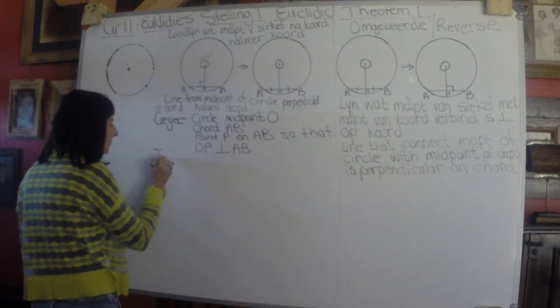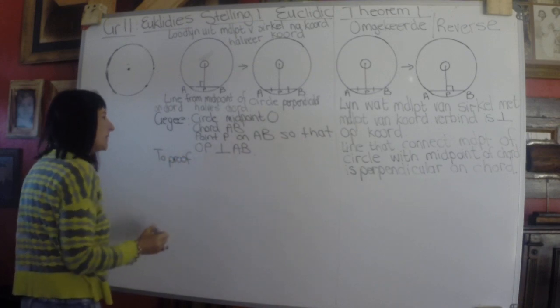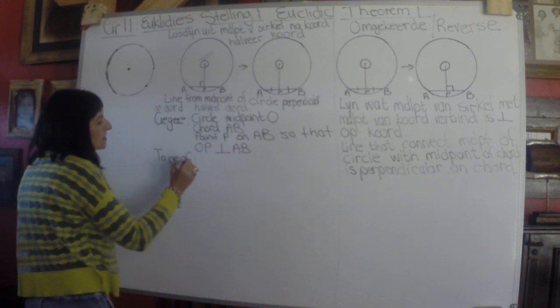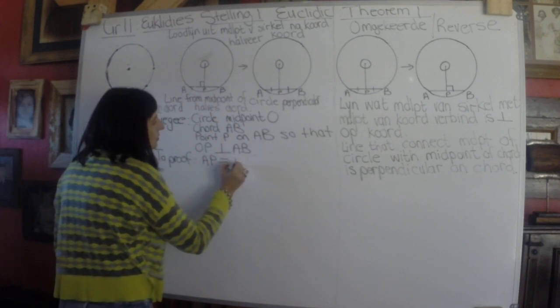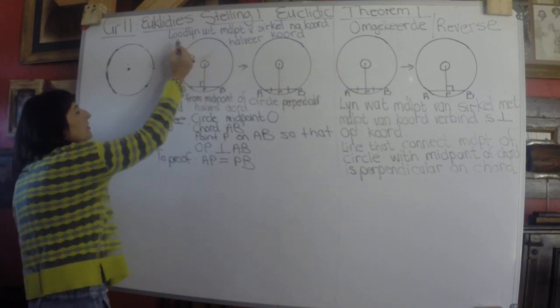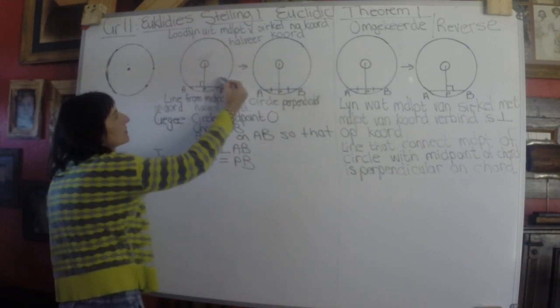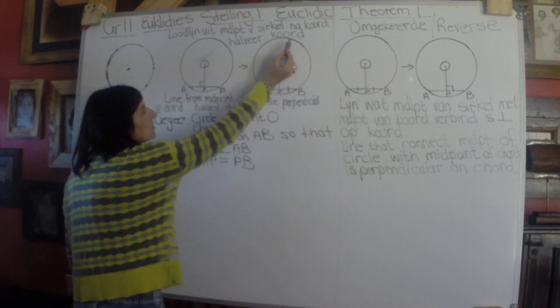To prove, you write this out, everything exactly as I do it. You must prove that AP is equal to PB. If you look at the two sketches, I've now drawn the sketch that we're going to use to prove this, and we must go to this sketch.